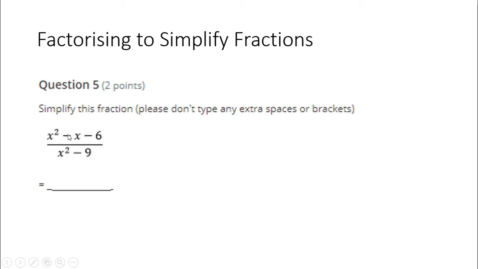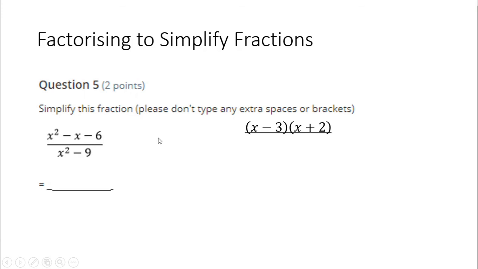So factorizing the top, it's a nice easy quadratic. There's no number in front of the x squared, so I'm looking for two numbers that multiply to make negative 6 and add to make negative 1. One's positive, one's negative, if they're going to multiply to make a negative, and the bigger is negative because they add to make a negative. Negative 3 and positive 2.